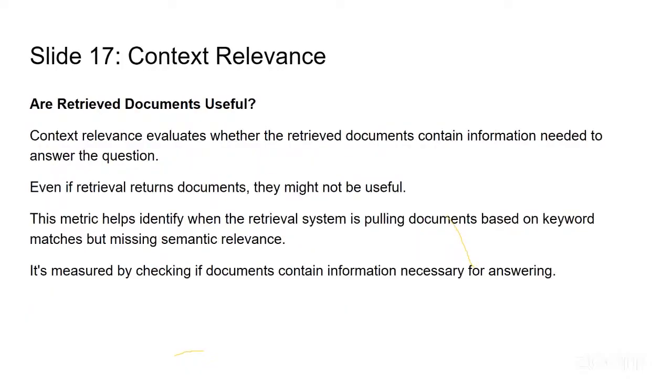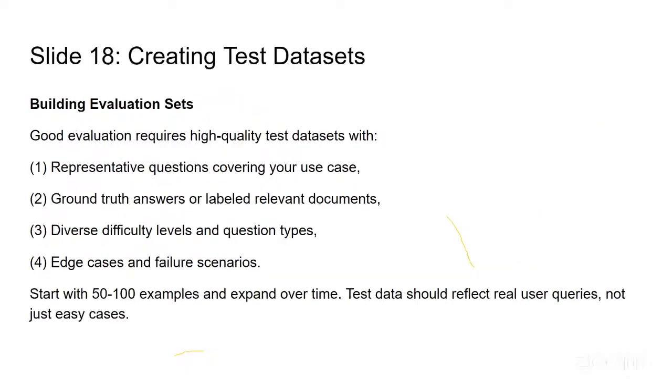Now, there's another thing about context relevance. Are the retrieved documents really useful? Context relevance evaluates whether the retrieved documents contain information needed to answer the question. Even if retrieval returns documents, they might not be useful. This metric helps identify when the retrieval system is pulling documents based on keyword matches but missing semantic relevance. Basically, I'm asking for some keywords and it is giving some sentences or documents, but they don't have semantic relevance.